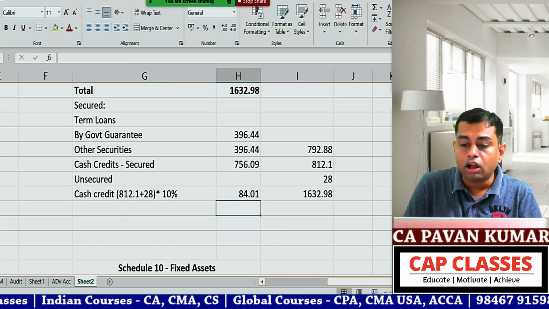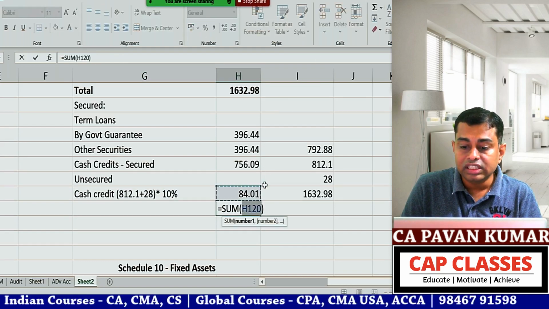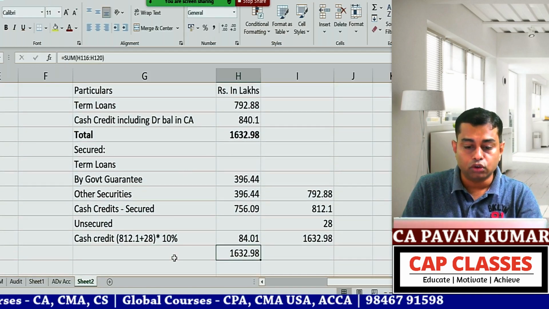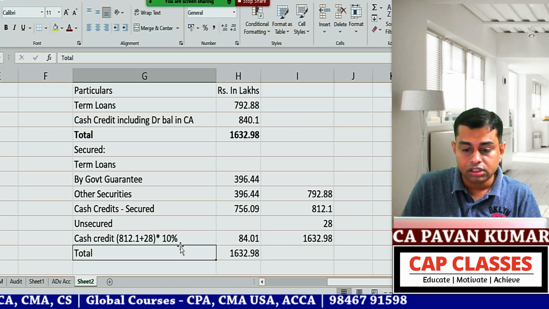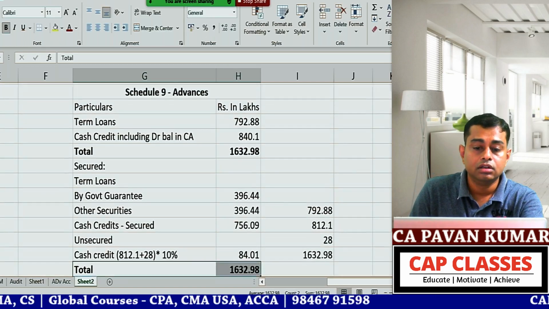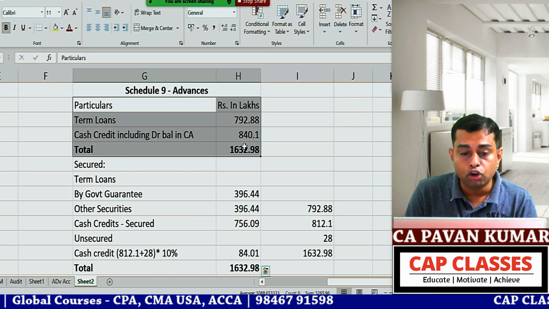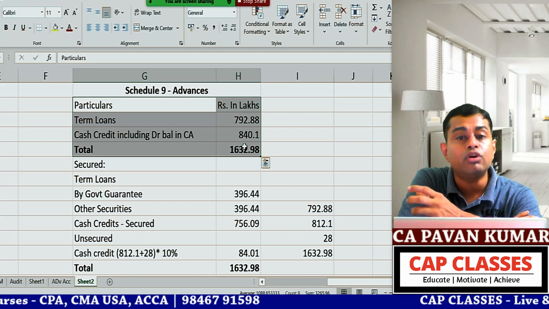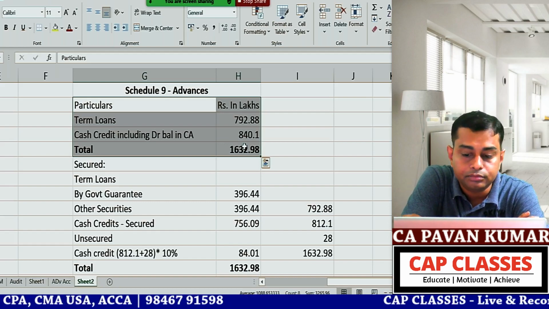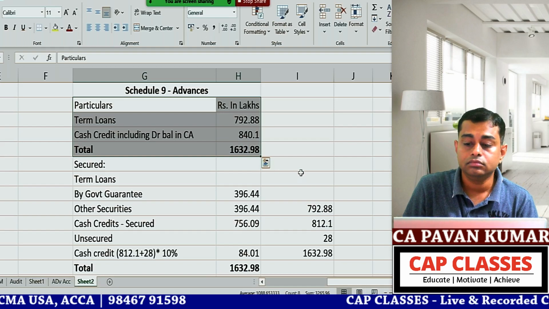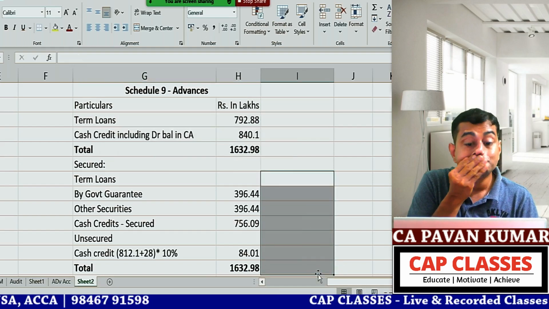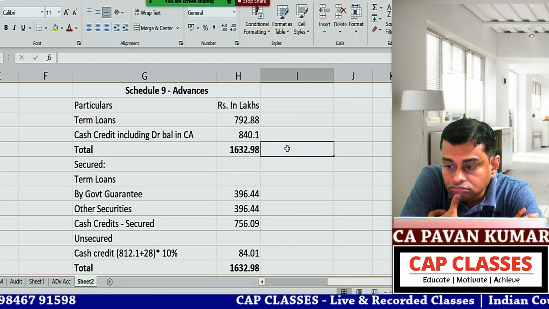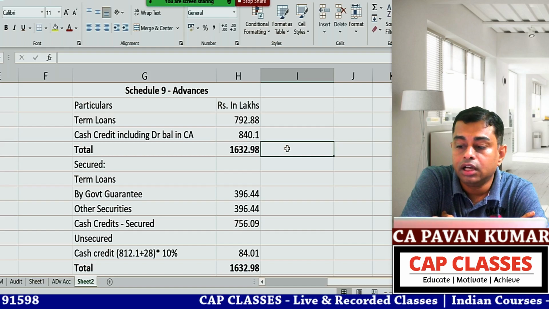Now add all these numbers. So this is reconciliation. Yes, this is how it is to be shown. Guys, just check the numbers and let me know whether you understand it. The first part is term loans and cash credits based on your ledger balances. The second one is disclosure from secured and unsecured point of view as per the Banking Regulation Act. Guys, everybody please let me know, do you understand?